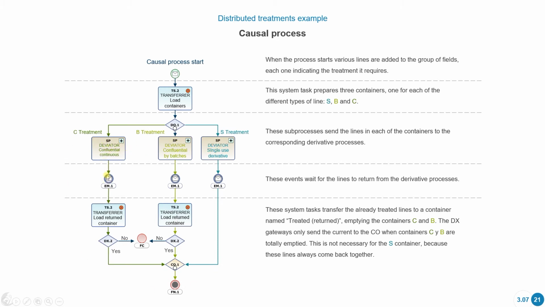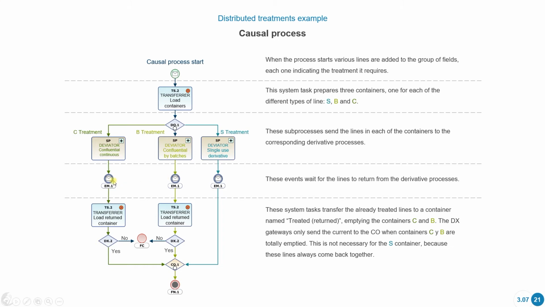So here we have an intermediate message event. Let's say we do have lines in the C container, so the deviator has deviated them to another destination process, and it stopped here in this EM. Now we have to take into consideration if the EM has to be automatically reactivated. So if we're going to be receiving information from other processes, if we're going to be receiving lines from other processes more than once, we need to make sure we've set up the EM to have automatic reactivation.